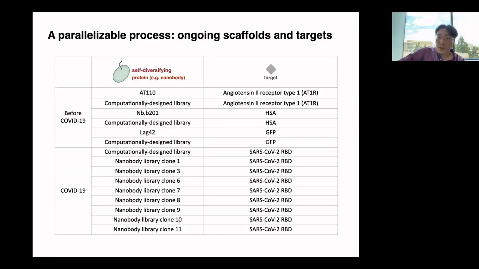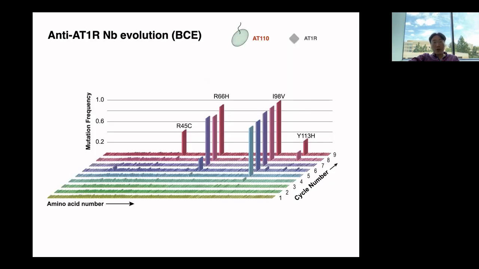And so we started this a few months before the pandemic. And so we had a lot of targets that we were going after. Once the pandemic hit, we decided, well, let's see if we can optimize this system, and as we're optimizing it, go after targeting the SARS-CoV-2 RBD. And so I'll show you a couple experiments from these two phases of this project. The before-COVID era phase.